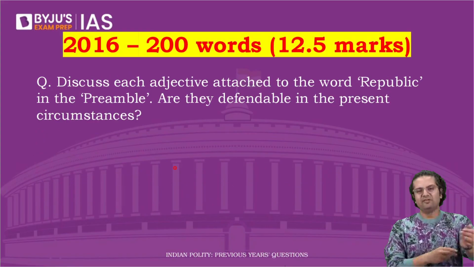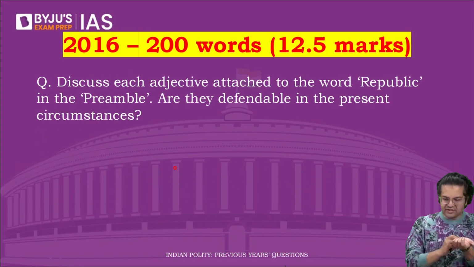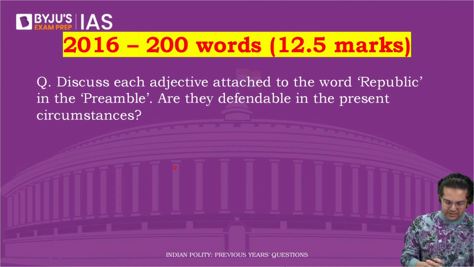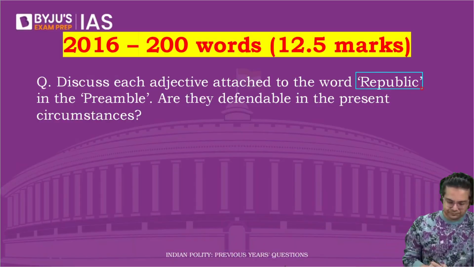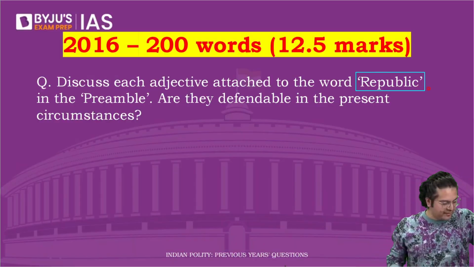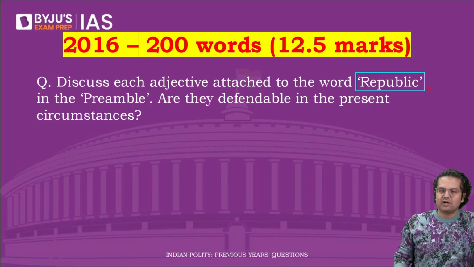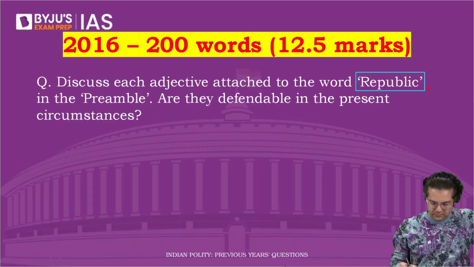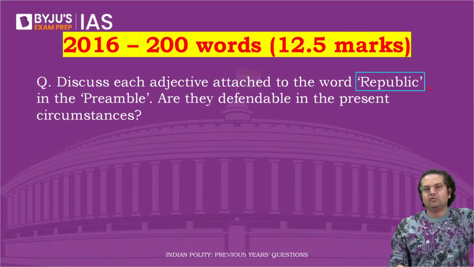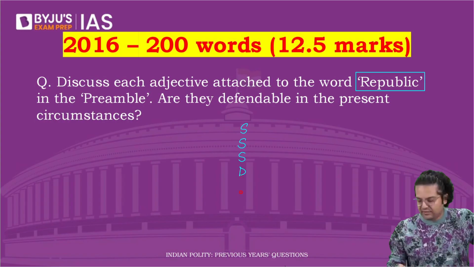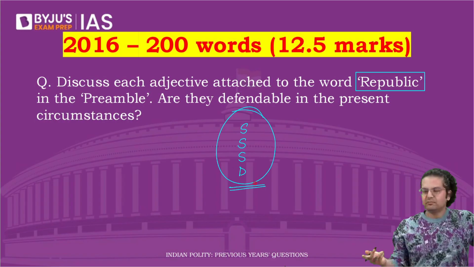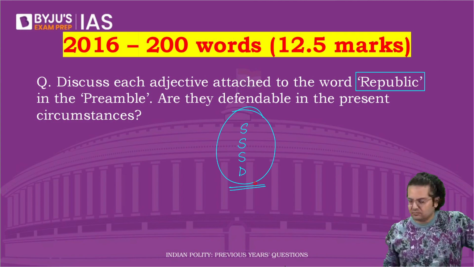Look at this question asked in 2016, very easy one. Discuss each adjective attached to the word republic in the preamble. Are they defendable in the present circumstances? So what are the words attached to the word republic? Sovereign, socialist, secular, democratic. And explain them, give examples. Simple, straightforward, right? Easy question to write.